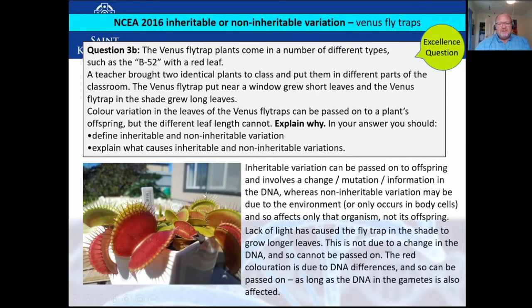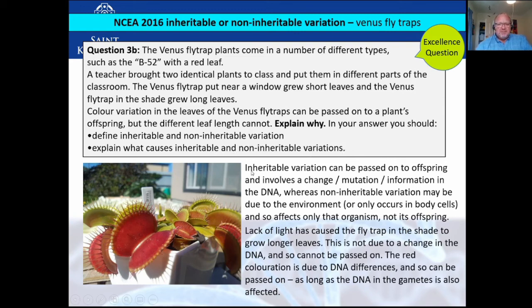Okay, Venus flytrap. Some Venus flytraps have this amazing red on the inside and some do not. This one is called the B52 with the red leaf. A teacher brought 2 identical plants to the class and put them in different parts of the classroom. The Venus flytrap near a window grew short leaves, and the Venus flytrap in the shade grew long leaves. Interesting. Color variation in the leaves of the Venus flytrap can be passed on to the offspring, but the different leaf lengths cannot. Explain why. In your answer, you should define inheritable and non-inheritable variation and explain what causes inheritable and non-inheritable variation.